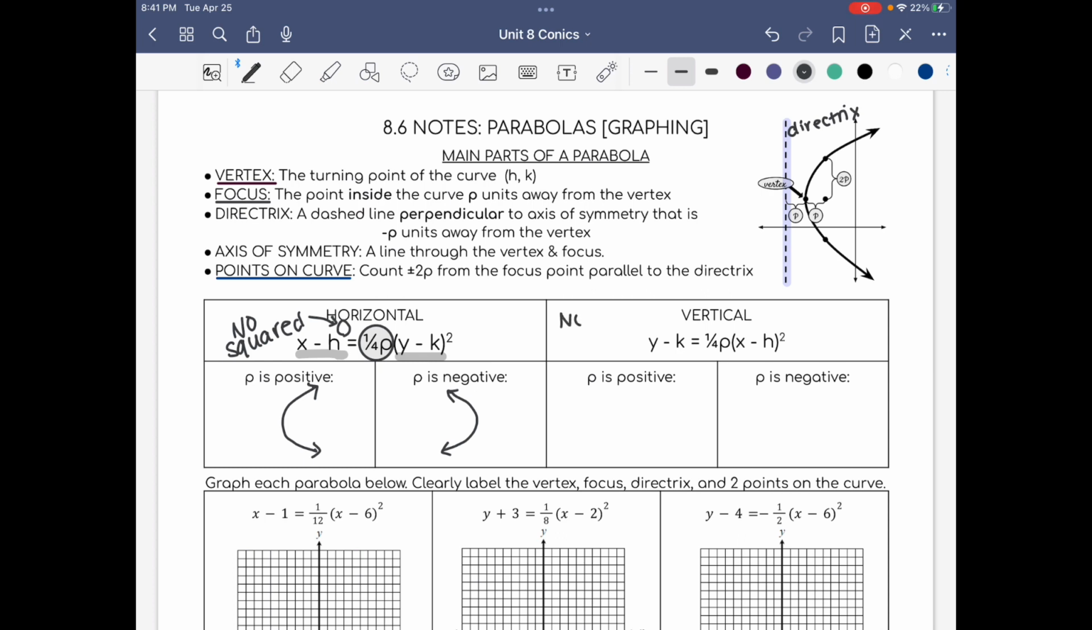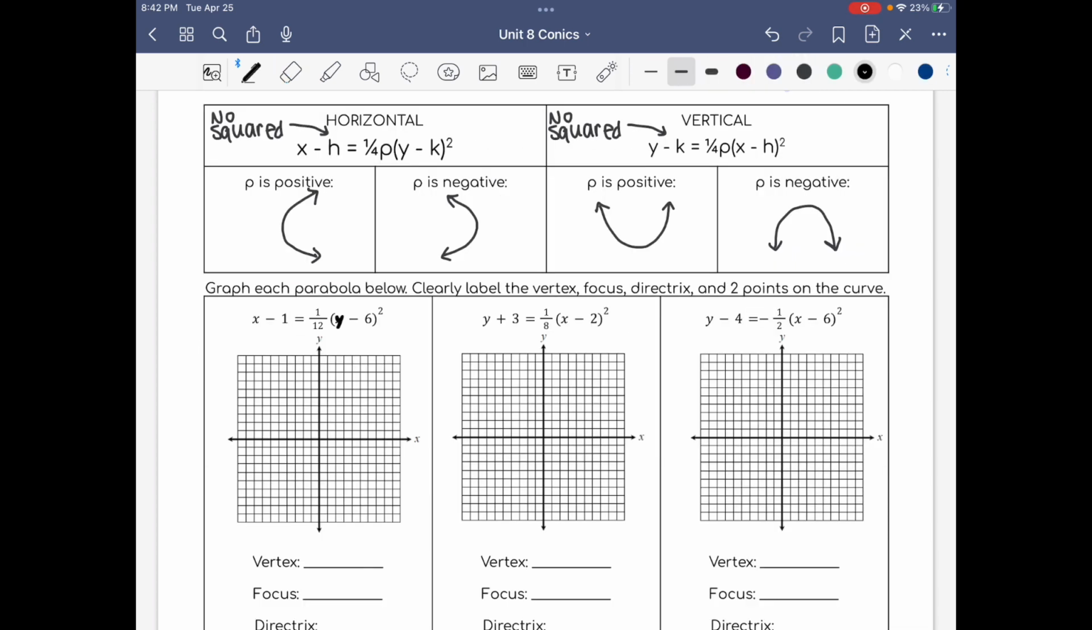And if the missing squared part is on the y instead of the x, it's going to be a vertical one that opens up if p is positive and opens down if p is negative. And that's basically how the 2 equations work. The very first one has no squared on the x part. Because of that, it is going to be a horizontal one.